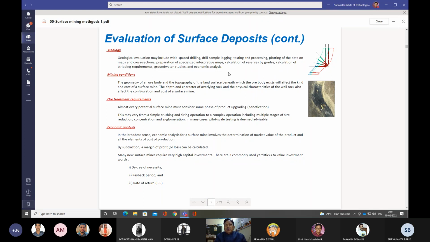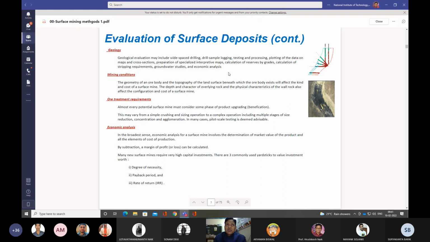So geological evaluation of surface deposits includes calculation of reserve, how much mineral deposit is there, so that it can be profitable to go for mining. You also have to calculate the grade of the mineral deposit. You have to calculate the stripping ratio, the stripping requirement, how much overburden material you are going to remove. If the mineral deposit contains water, groundwater studies are to be carried out, and economic analysis is to be carried out. These are the geological factors you have to take into account.